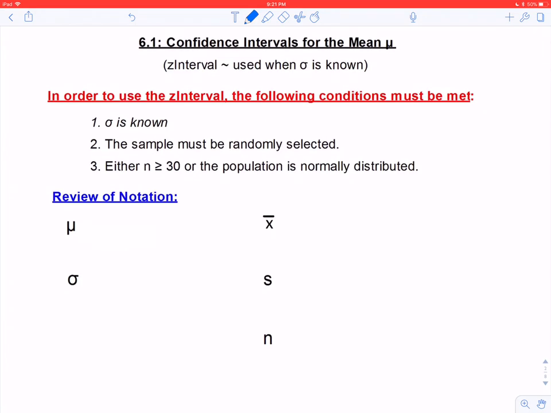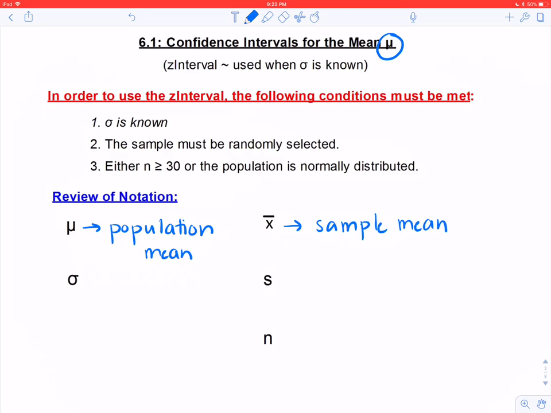So that's what we're going to start with, a review of the notation that we've seen up to this point. All right, so we should be very familiar with mu because we talked about it a great deal in Chapter 5. And we know that mu represents the mean of the population. That's what we're going to be trying to estimate with these confidence intervals. And what we're going to use to do that is a value of x bar, which we know represents the mean as well, but from a sample data set.